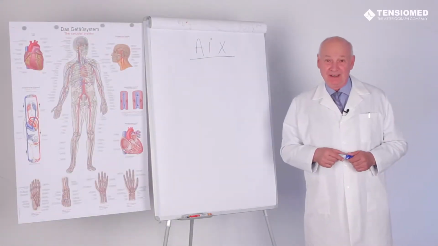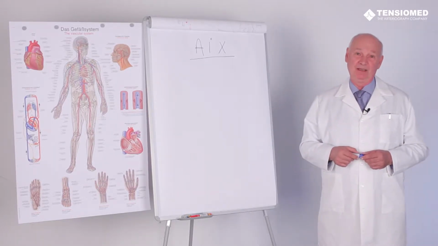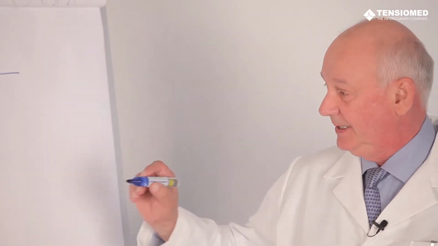The augmentation index is a second very important parameter which is used to measure arterial function, arterial stiffness. It has to be mentioned, however, that the augmentation index is an entirely different parameter as compared to the aortic pulse velocity.